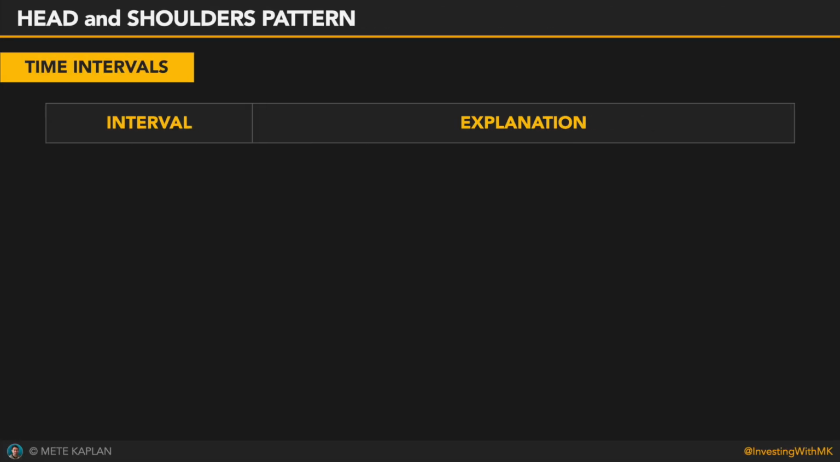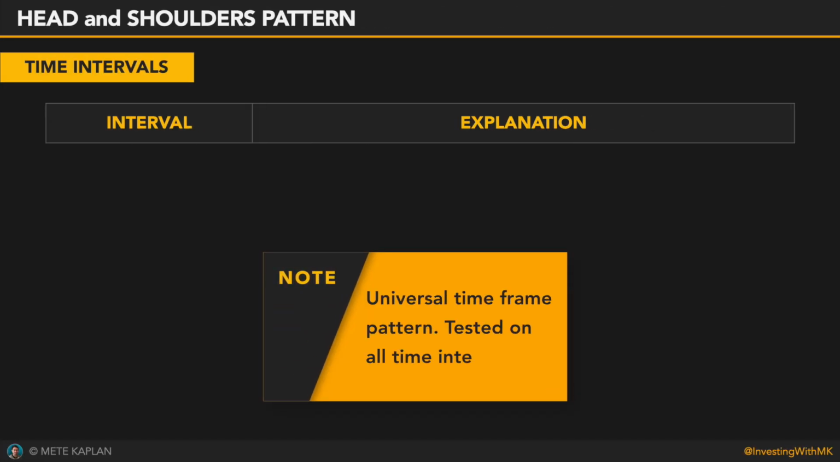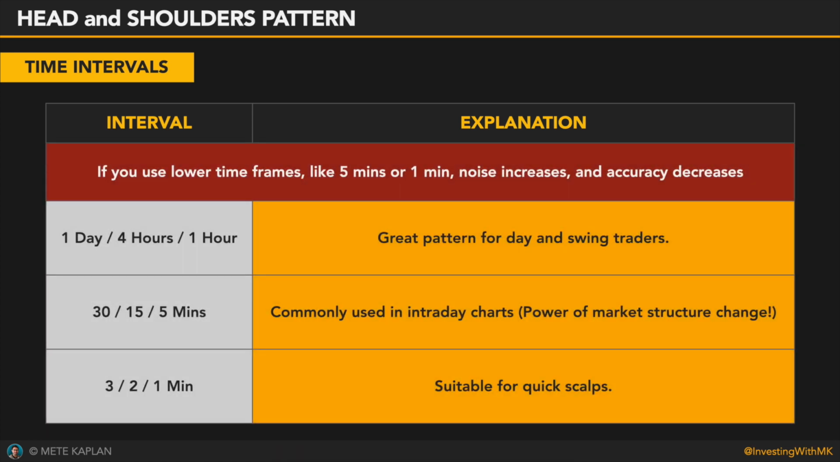Time frames. Okay, this is another one of the universal time frame patterns. It can be used by scalpers to investors. You can basically use it with any common time frames: 5 minutes, 15 minutes, or 30 minutes for quick gains in and out. 1 hour, 4 hours, 1 day for swing trades. However, if you use lower time frames like 5 minutes or 15 minutes, noise increases and accuracy decreases. So if you're scalping with a 1 minute time frame, you have to be really careful, because the 1 minute scalping world is entirely another world of trading.